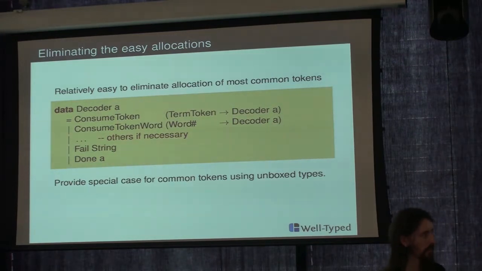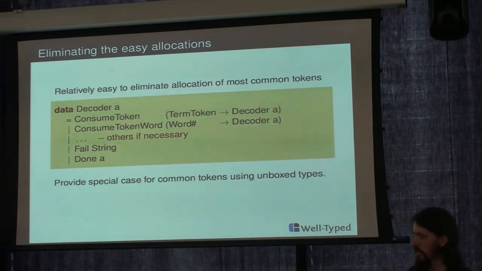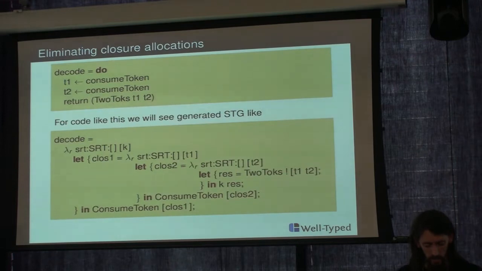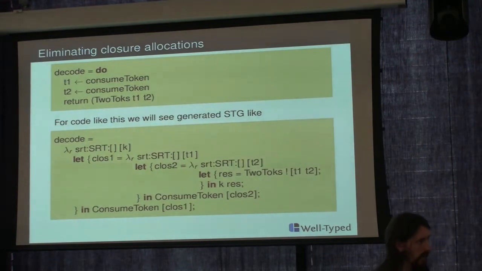Okay, so that's relatively straightforward. You just add more special cases and extend the interpreter, and there you go. That eliminates a few allocations. The closure ones are more tricky and more interesting.